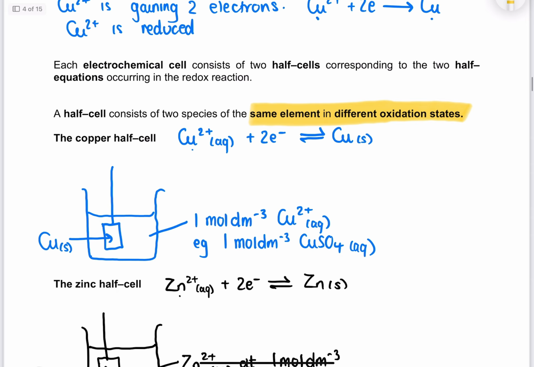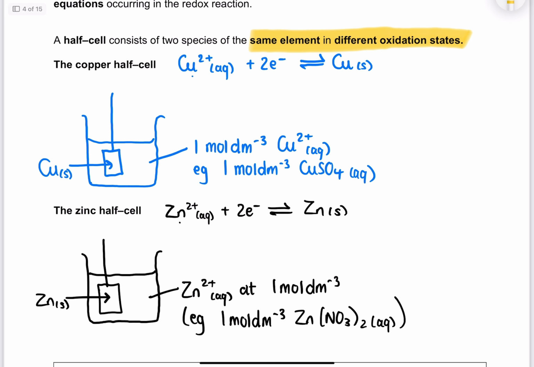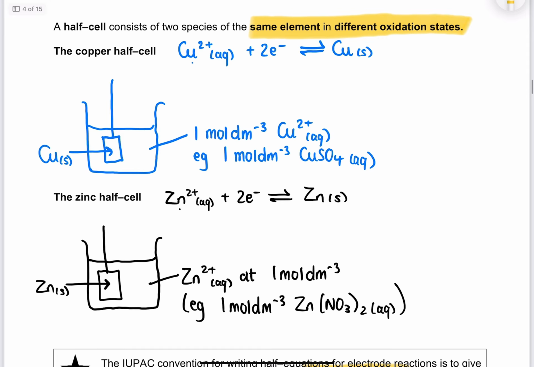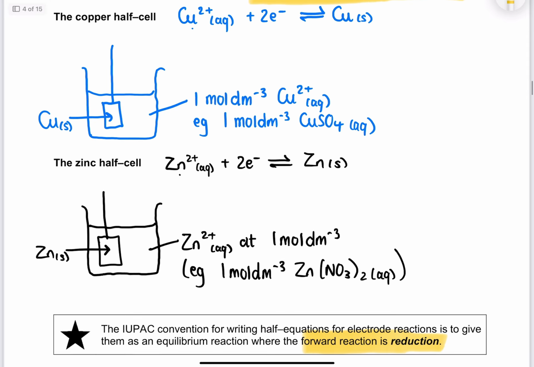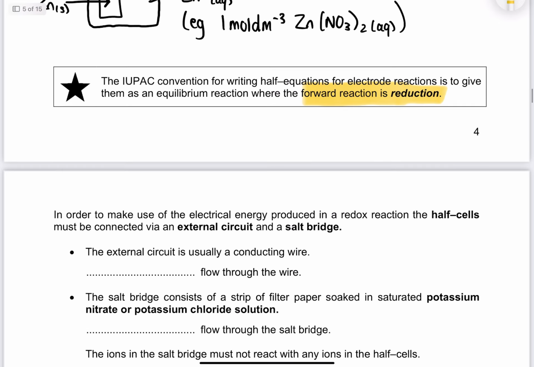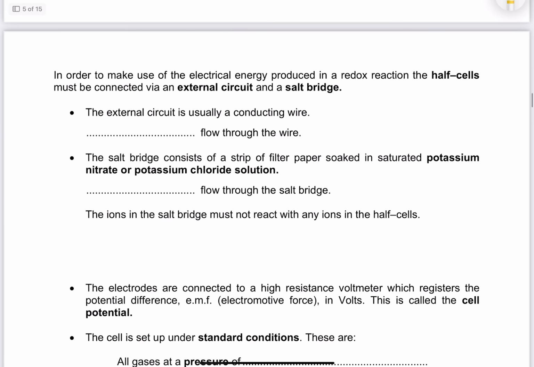And so we have these two half cells, one for each half equation, and my half cell contains both species present in the half equation in their standard conditions. So we've got a copper electrode in a copper 2 plus solution and a zinc electrode in a zinc 2 plus solution. So now we need to connect it, because if we want to get the electrical energy out, we need to connect them. We're going to connect them two ways.